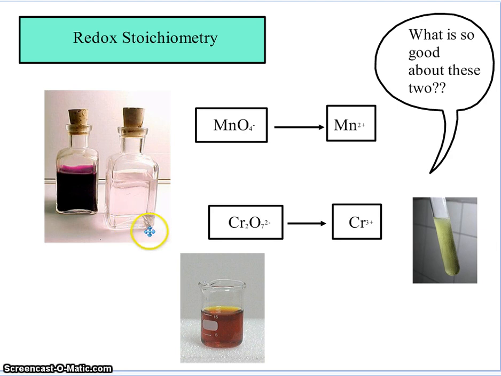The other excellent oxidizing agent we use is the dichromate ion. It starts off as an orangey brown color and changes to a pale yellow color as it gets reduced. Both of these are great because they're colored and they are strong oxidizing agents.